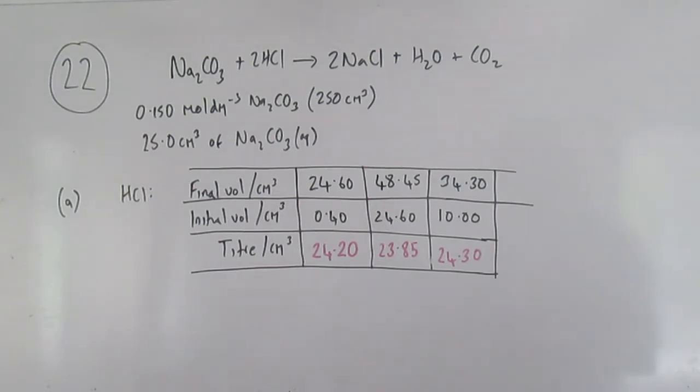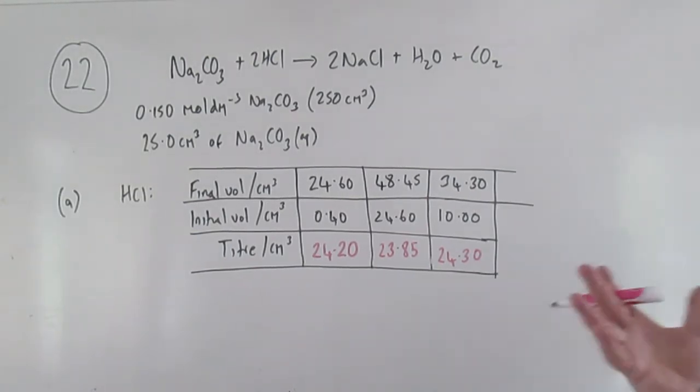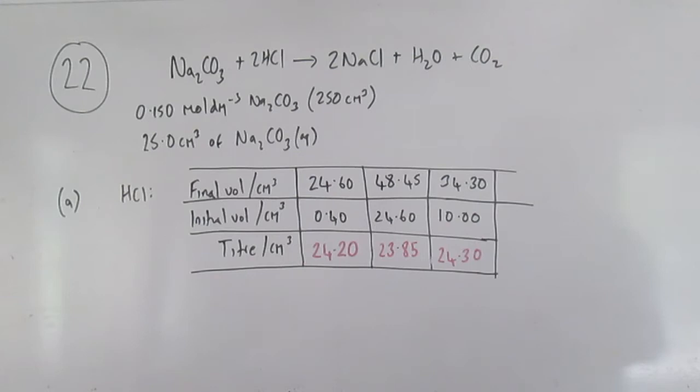And then in the second part, it asks you to find the suitable mean. Now it tells you that none of these is a rough one. The rough one was omitted. If there had been a rough one, you wouldn't have included it in the mean, but that's not an issue here. So all of these are eligible.